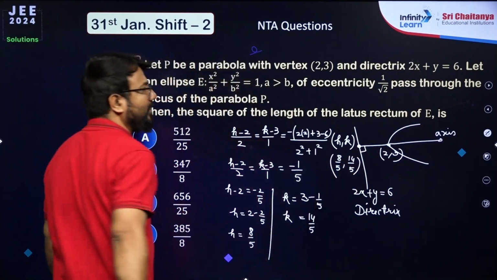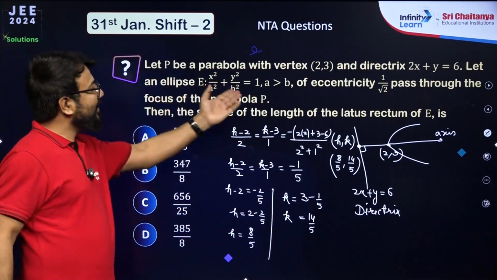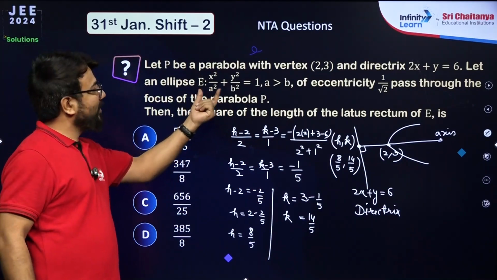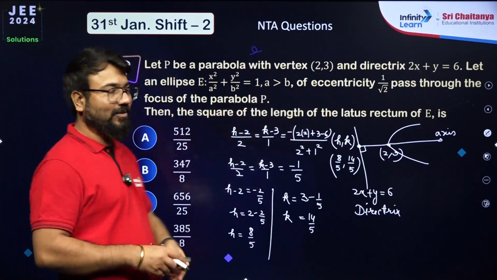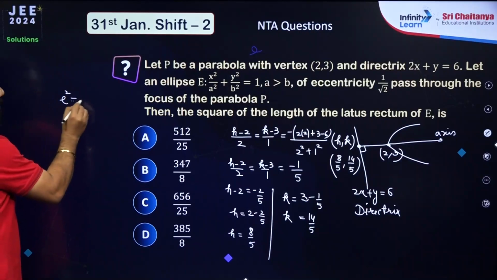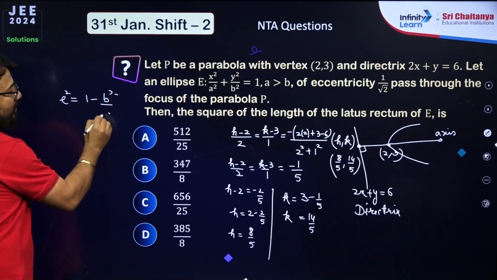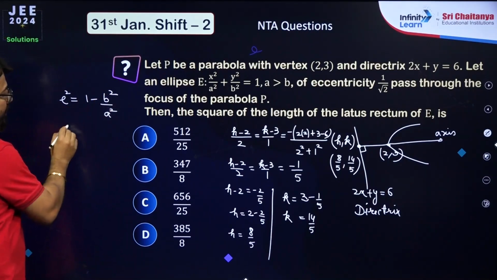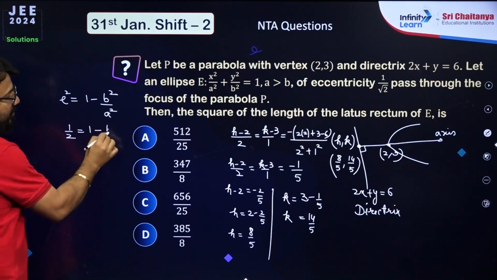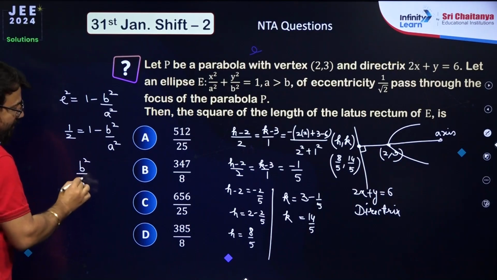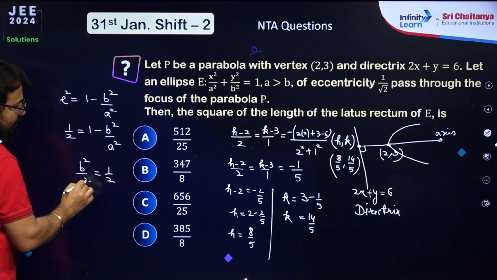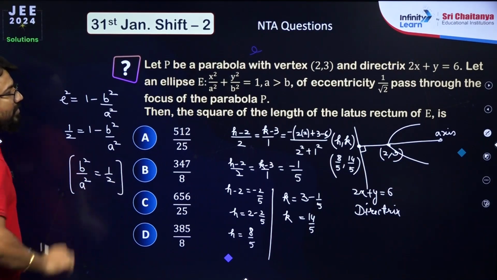Are you able to understand? Now let us read the question further. Let there be an ellipse with major axis 2a and minor axis 2b, where a is greater than b, and eccentricity is 1 by root 2. So I can write e square will be 1 minus b square over a square, and 1 by 2 will be 1 minus b square over a square. So I got the relationship between b square and a square, that is b square upon a square will be 1 by 2. I hope you understood this.